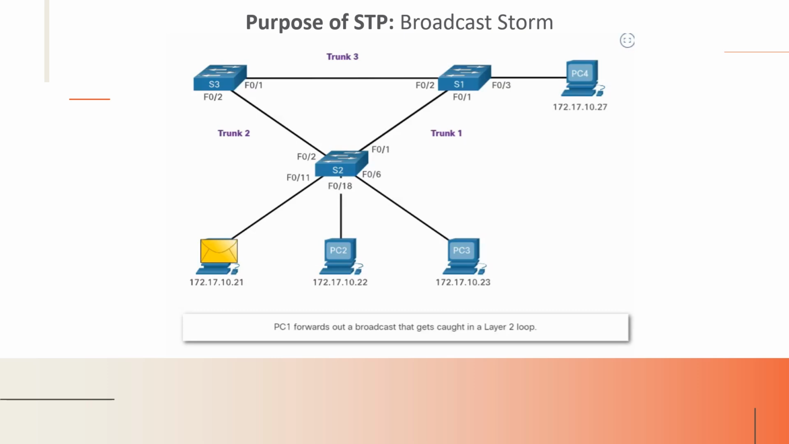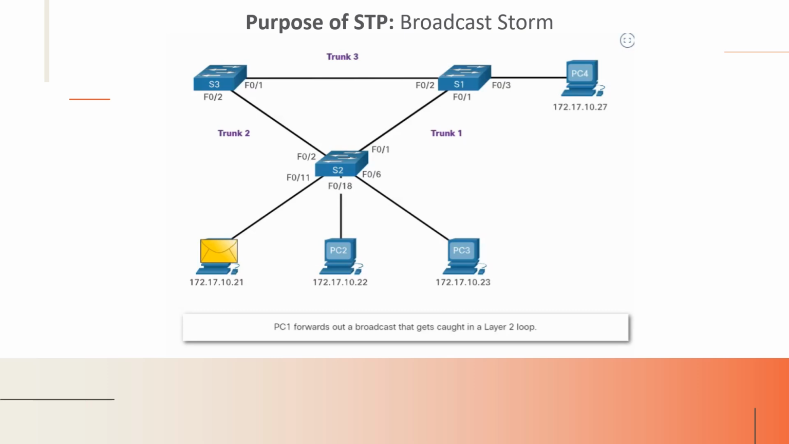And to prevent this issue from occurring in a redundant network, some type of spanning tree must be enabled on the switches. Spanning tree is enabled by default on Cisco switches to prevent layer 2 loops from occurring.